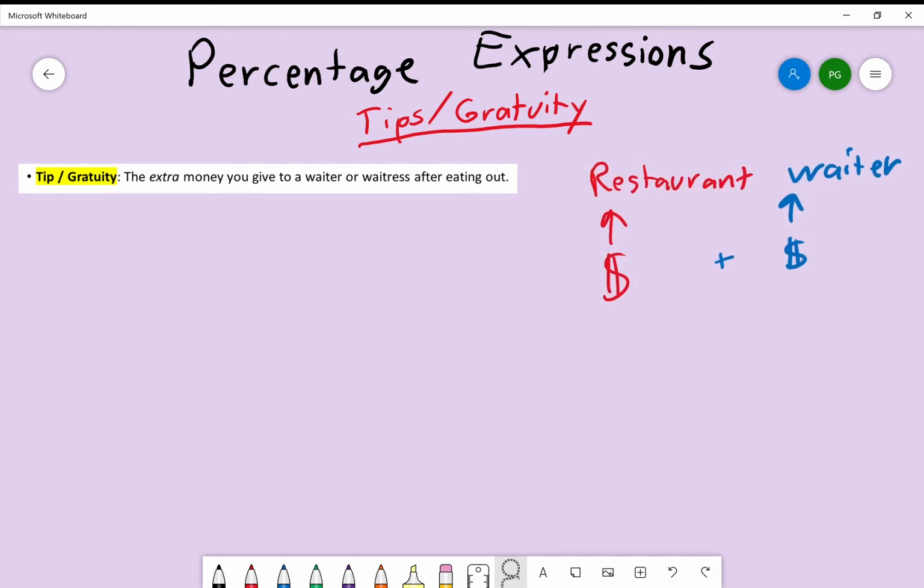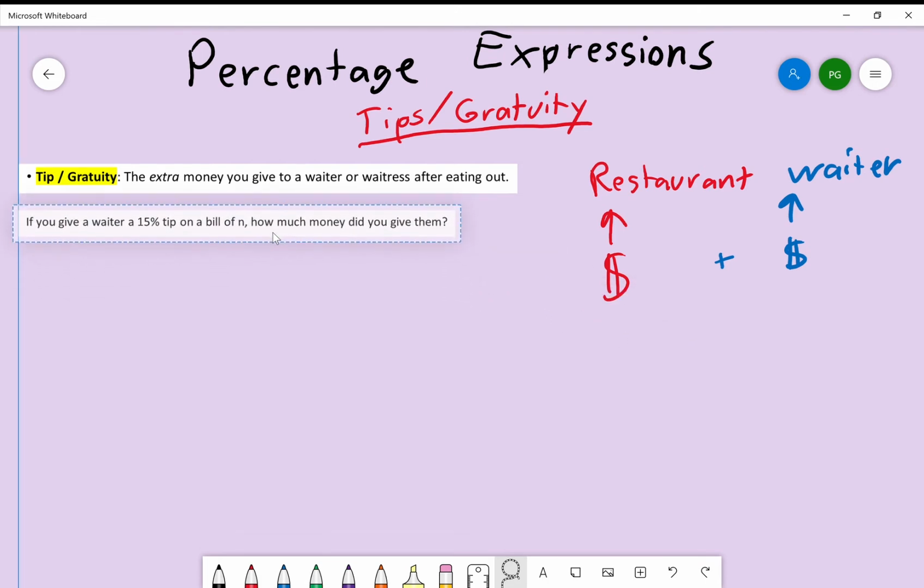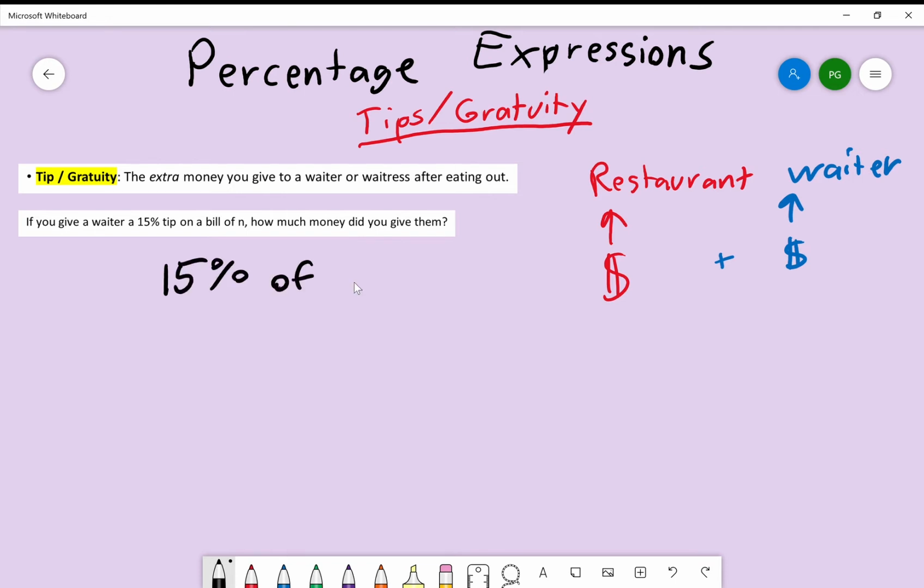All right, and now let's move on to a sample question. So let's imagine that I tell you, if you give a waiter 15% tip on a bill of N, how much money did you give them? Well, okay, let's think about this. Your tip is 15% of N, yeah? Because your bill is N. How much money does that equal? Well, you can't find out how much money it is right now, but you can go ahead and write 15% of N as an expression.